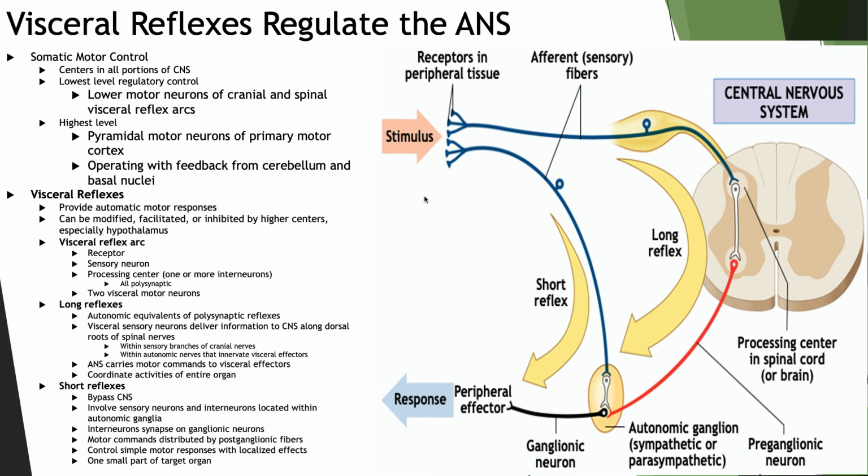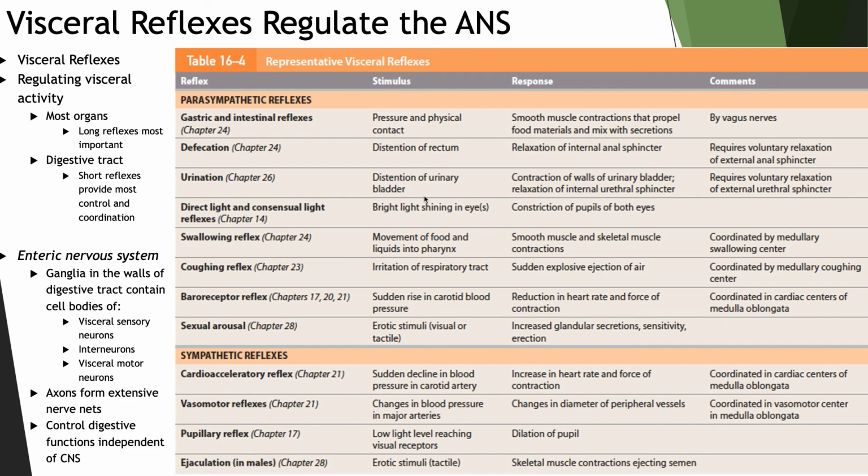In most organs, long reflexes are most important in regulating visceral activities, but this is not the case with the digestive tract and its associated glands. In these areas, short reflexes provide most of the control and coordination for normal functioning. The ganglia in the walls of the digestive tract contain the cell bodies of visceral sensory neurons, interneurons, and visceral motor neurons, and all of their axons form extensive nerve nets. Parasympathetic innervation by the visceral motor neurons can stimulate and coordinate various digestive activities, but the enteric nervous system is quite capable of controlling digestive functions independent of the central nervous system.